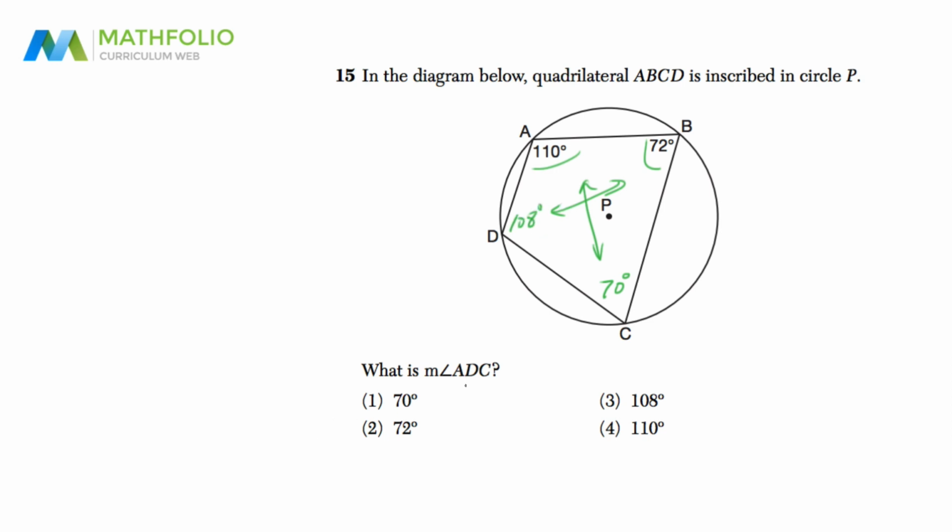So what is the measure of angle A to D to C? So A to D to C, we pretty much already did it. So the answer is 108 degrees. And the math is 180 minus 72, which gives you the 108. That is the correct answer, number 15.